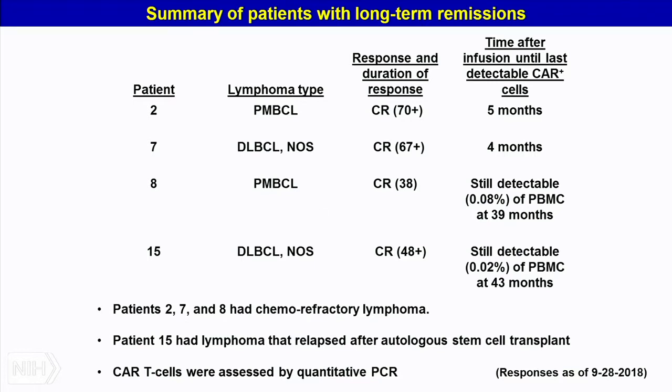Also, I should mention that patients 2, 7, and 8 had lymphoma that was refractory to chemotherapy, and patient 15 had lymphoma that relapsed after an autologous stem cell transplant. So all these patients had very poor prognoses and very advanced lymphoma.